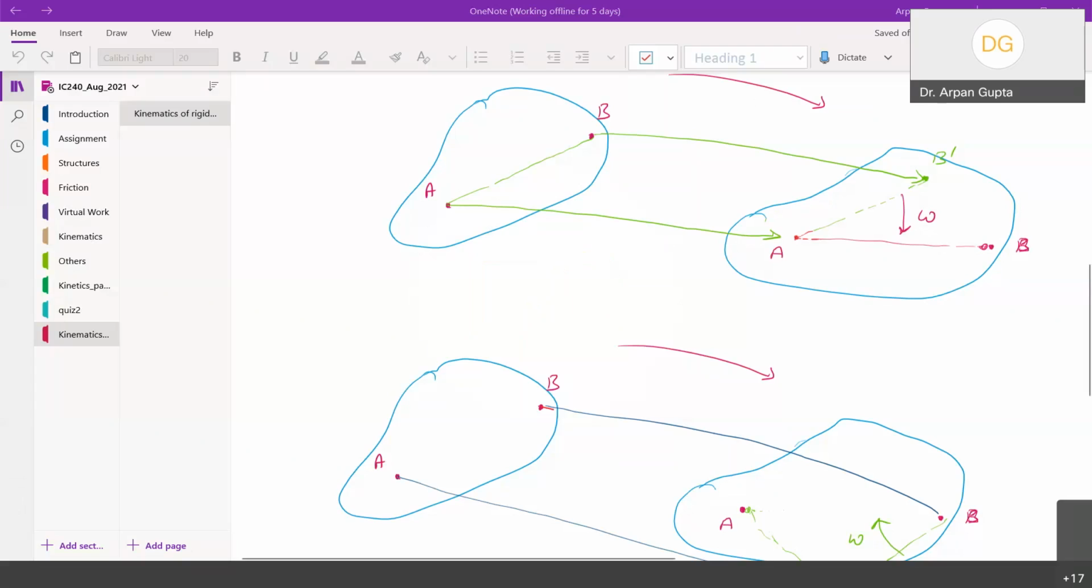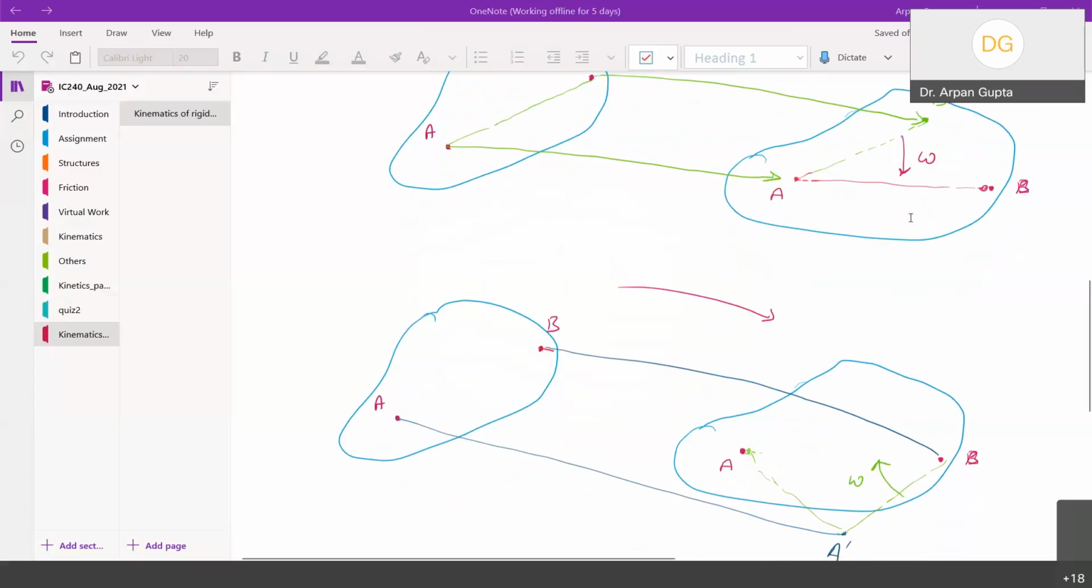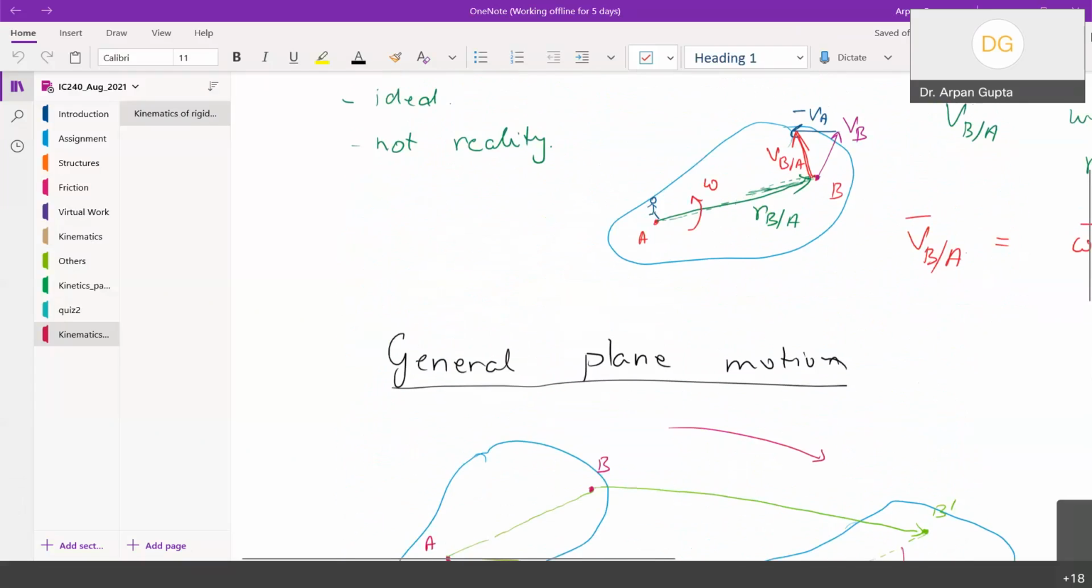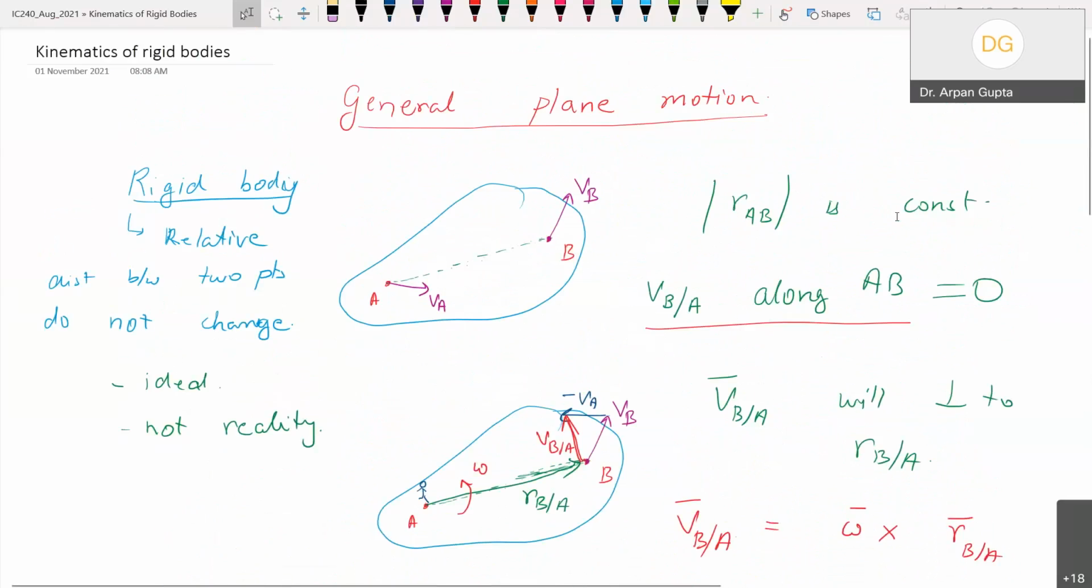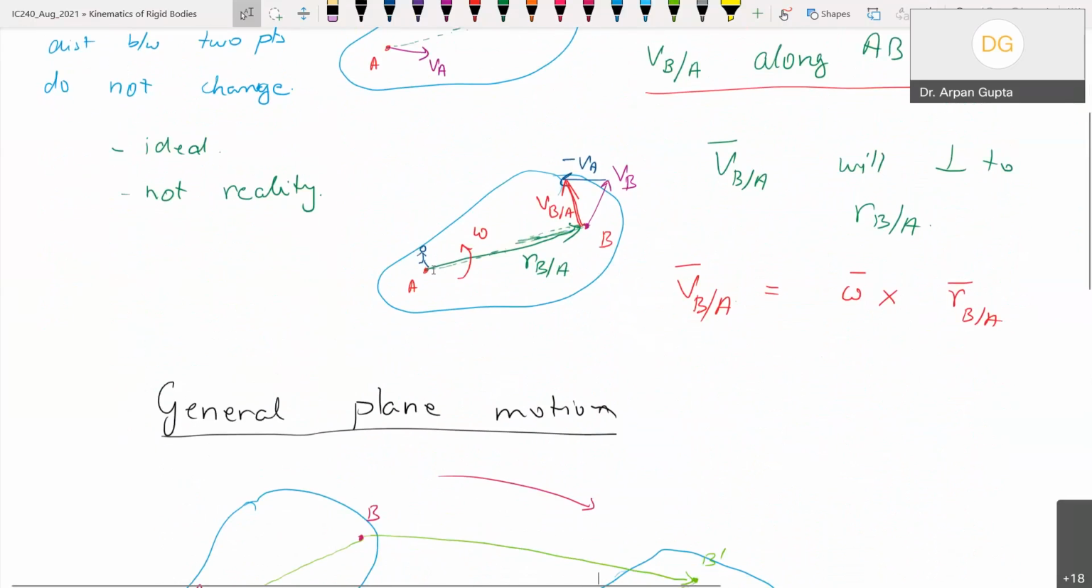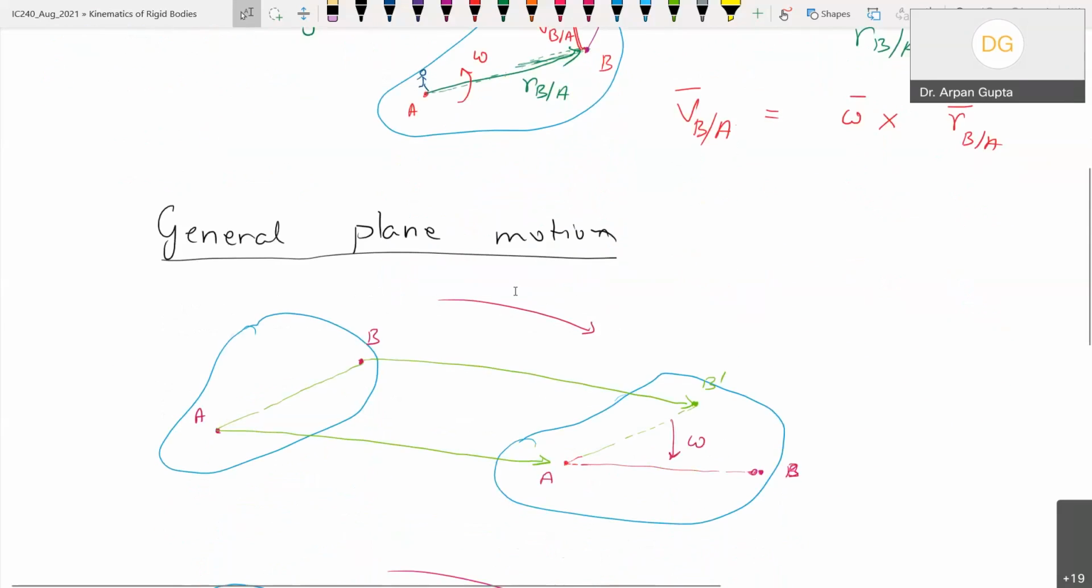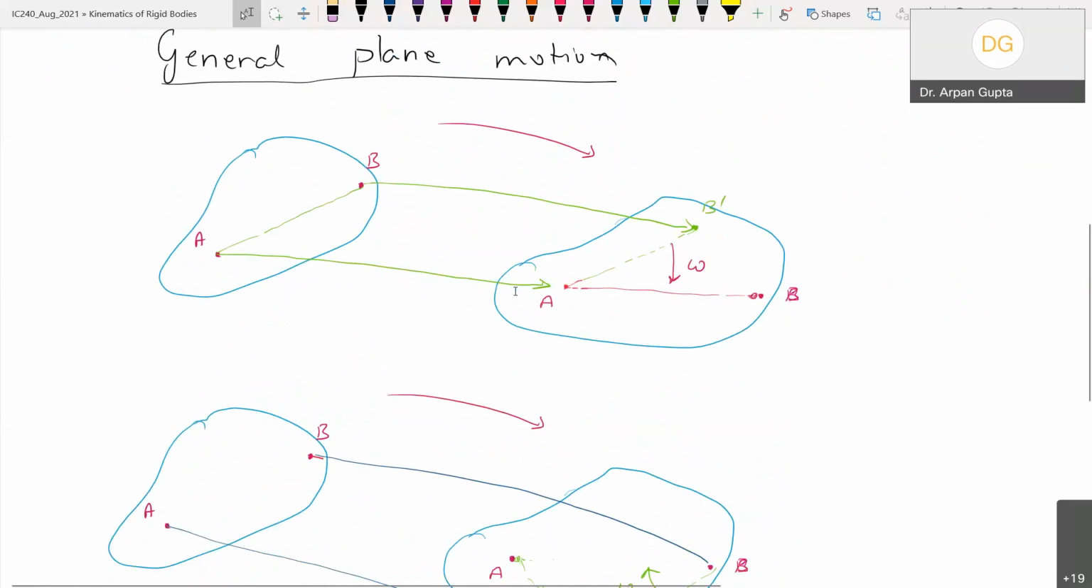Okay, so welcome back to another lecture. Last class we started the discussion on kinematics of rigid bodies, and we said that the general motion of any rigid body in a plane can be expressed as the motion of a particular point and the angular velocity about that particular point.